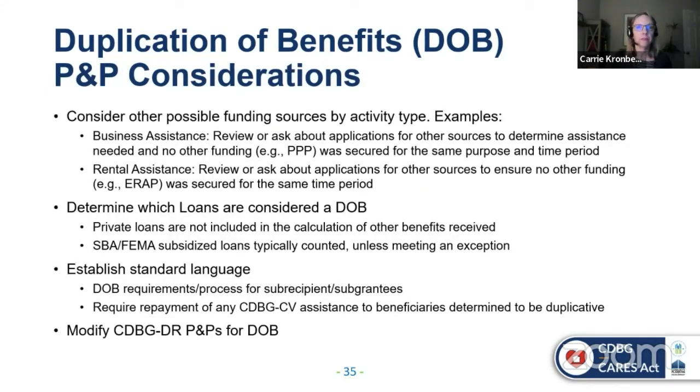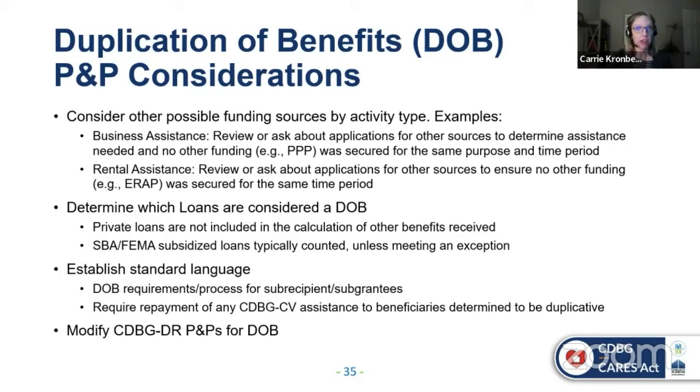So, as mentioned, there are other sources of assistance. You need to consider those and ask about them before you provide assistance to an applicant, as either a subrecipient or, say, a beneficiary. And you need to make a reasonable effort to determine what those other sources might be. So your policy should demonstrate that you're going to act reasonably to evaluate the need.